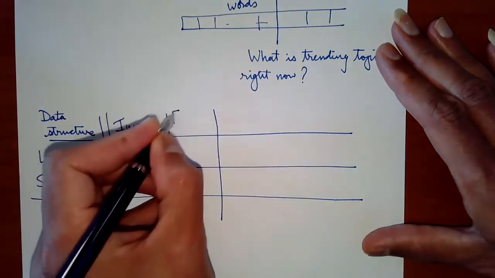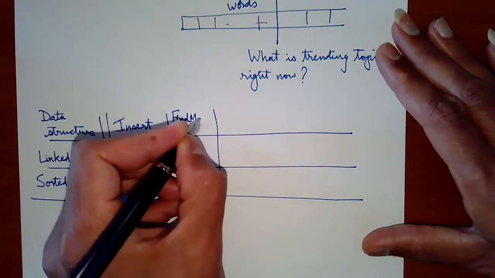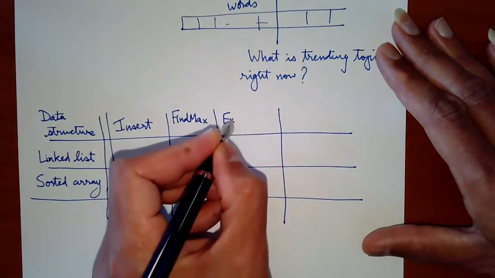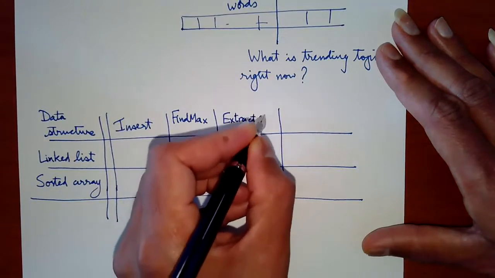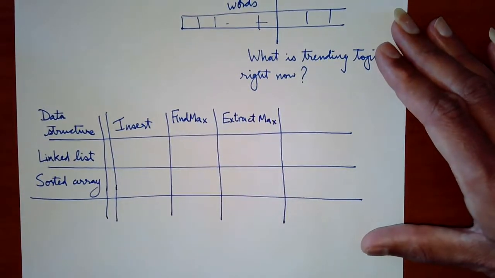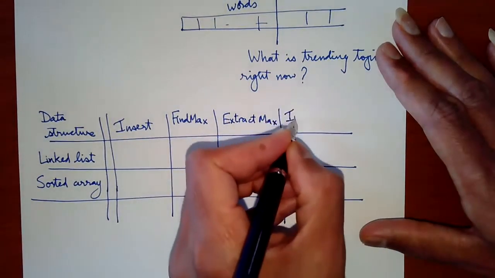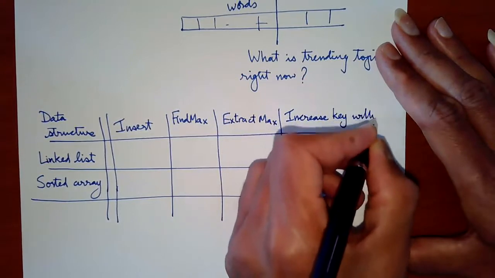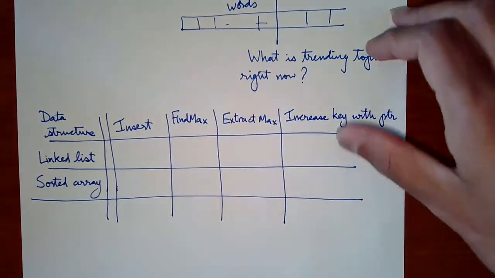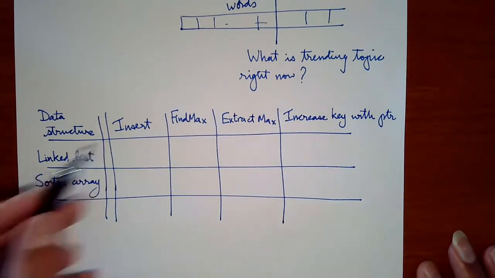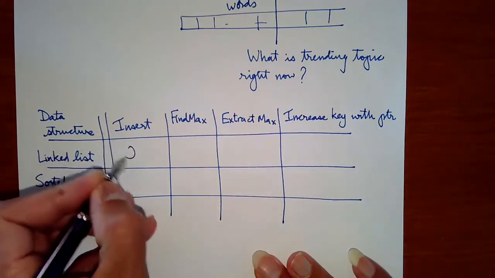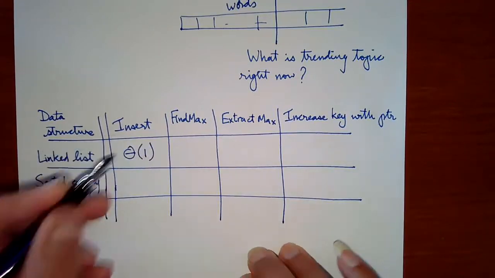We have the find max. We have an extract max, which is deleting the max. And then we'll have an increase key with a pointer to the object. So we can assume that, right? So all of these, the linked list and the sort array, would give implementations of this. So as we discuss now, I'm going to now put the running time here. This is theta of 1. We can insert in theta of 1.